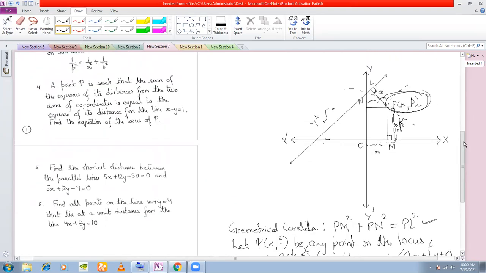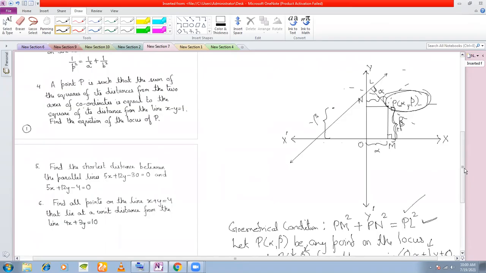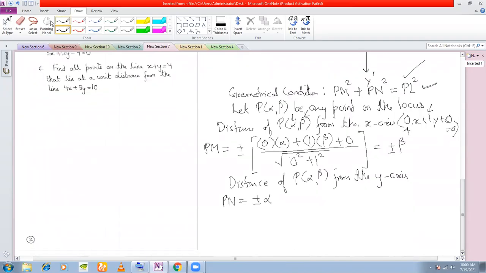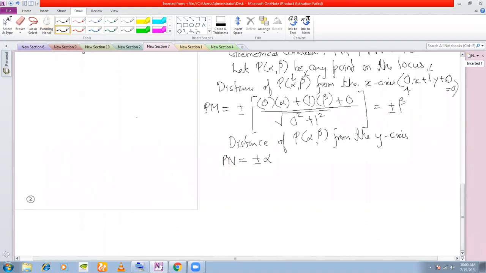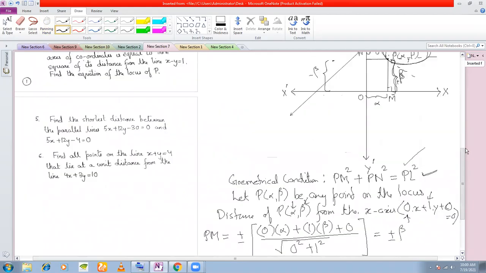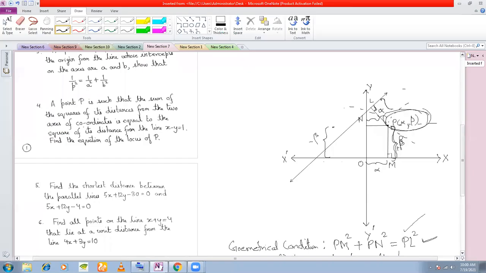Okay, PM and PN we have got. Now we only need to calculate PL. What is the distance between the point and the line? When we are talking about PL, we mean this distance: the perpendicular distance of the point P(alpha, beta) from the line. What is the equation of this line given? x minus y minus 1 is equal to 0.